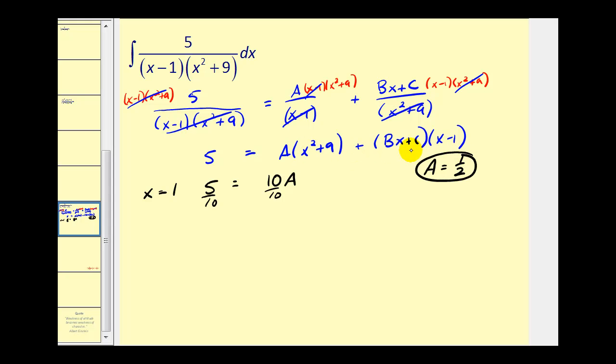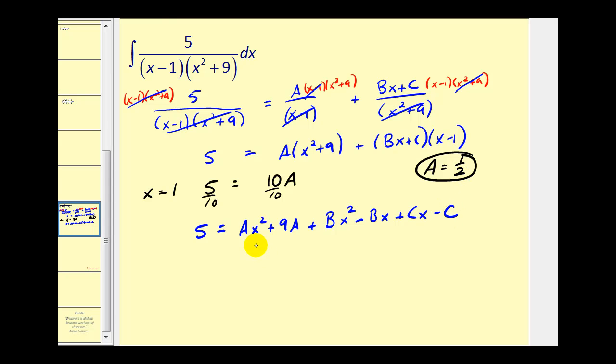Now to find the values of B and C, we will have to multiply this out and then combine the like terms based upon the power of x. So we'll have 5 equals Ax squared plus 9A plus Bx squared minus Bx plus Cx and then minus C.